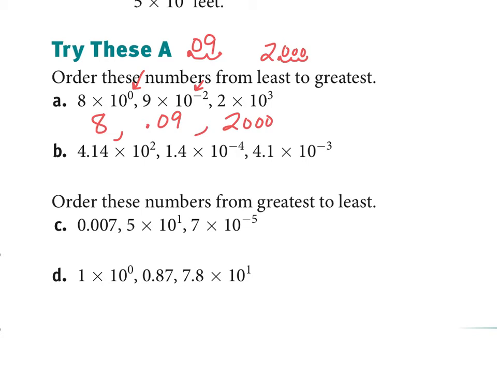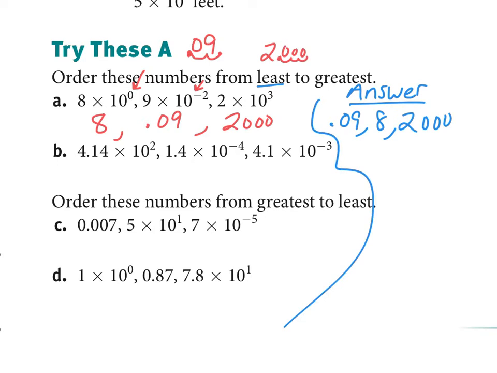Now if we need to order these numbers, that was just some work over there, but for the final answer in order, we want to go from least to greatest. So the smallest number is 0.09, then 8, and then 2,000. Let's write them how the problem was given. The smallest number was 9 times 10 to the negative second power. Then the number 8 times 10 to the 0 power was next. And then 2 times 10 to the third.